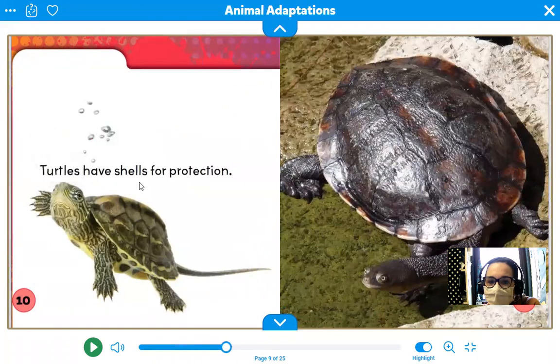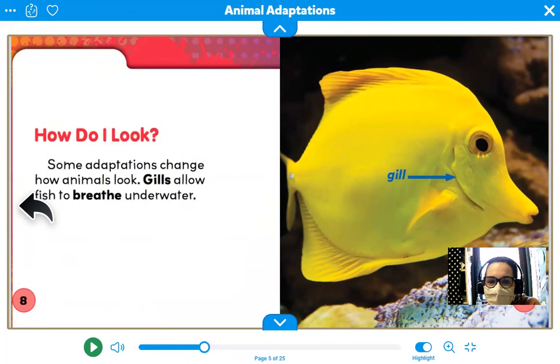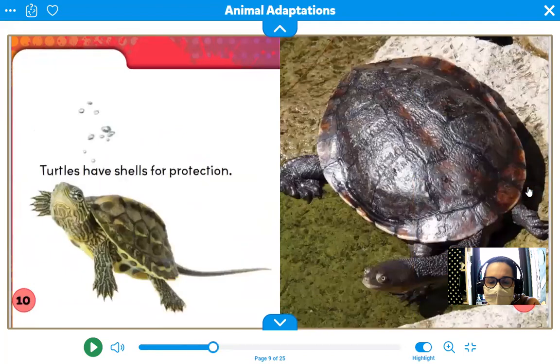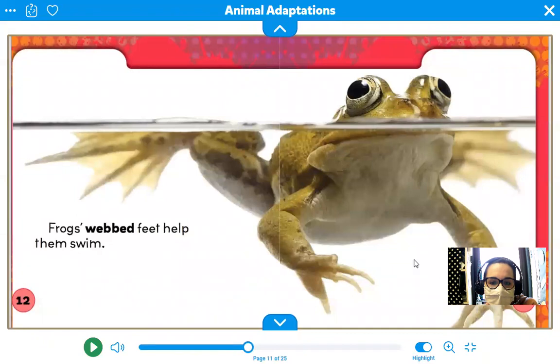Turtles have shells for protection. So again, remember what the heading was? It was, how do I look? So this is about the way that animals look helps them to have adaptations that help them to survive. So this shell helps them to survive because it protects them. Frogs' webbed feet help them swim. That's another way that the way they look helps them to survive.